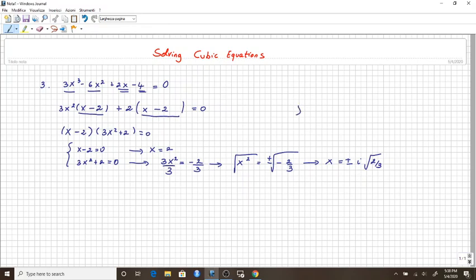So what's the solution set? This will be equal to 2, negative i square root of 2/3, and positive i square root of 2/3. So again, two imaginary solutions, one real solution. Okay?